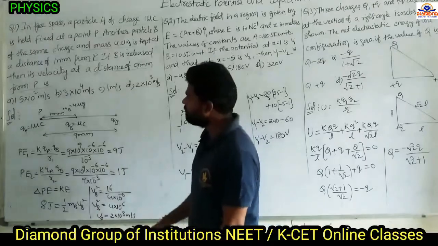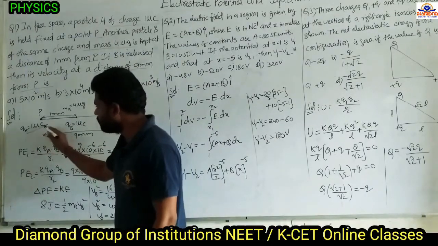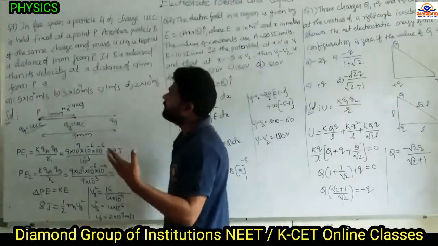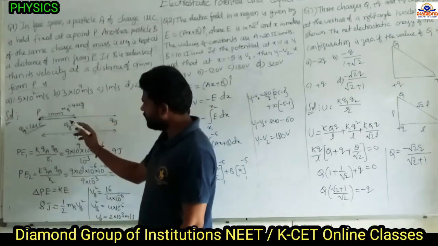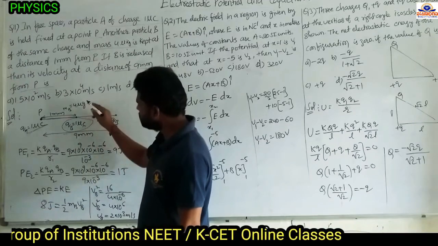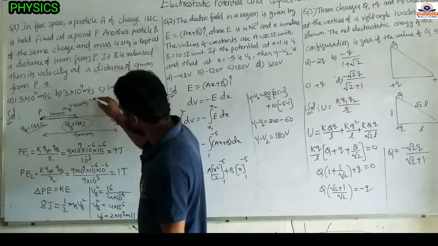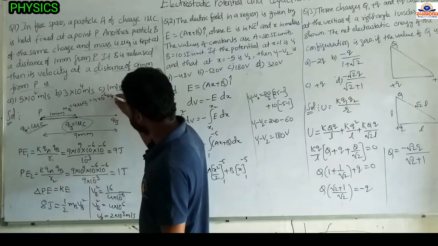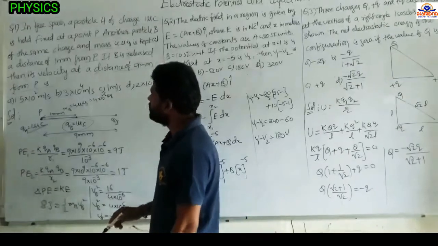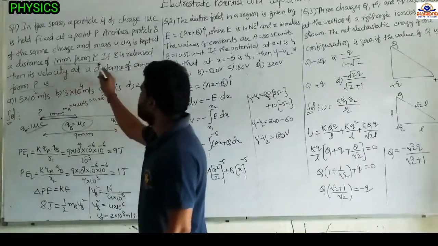See now what they have given. First, particle A's charge is 1 microcoulomb, and it is fixed at the point P. Next, they are taking one more charge, B. It has the same charge as A, so that is also 1 microcoulomb, and its mass is 4 micro kg, that means 4 into 10 power minus 6 kg, and first it is released at a distance of 1 millimeter from P.